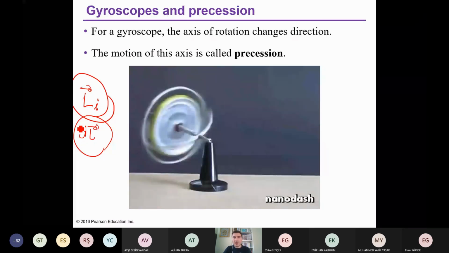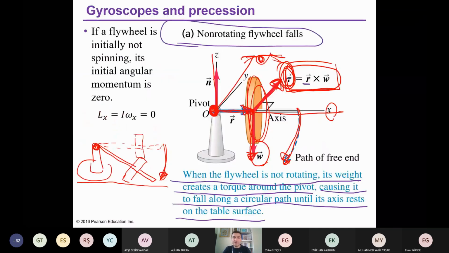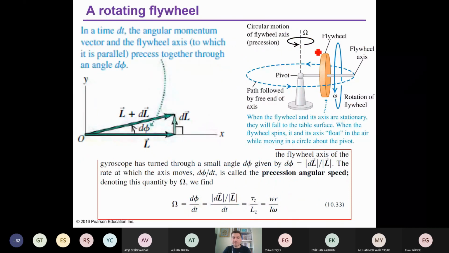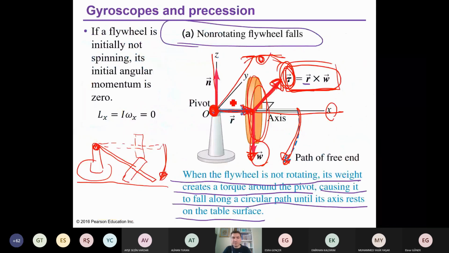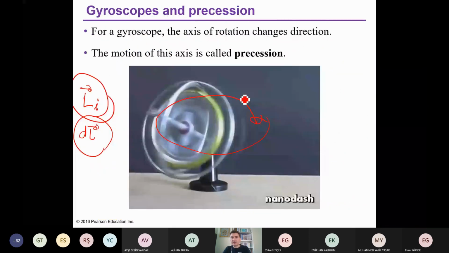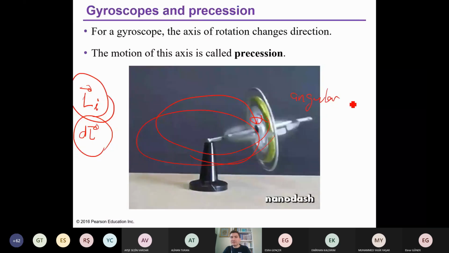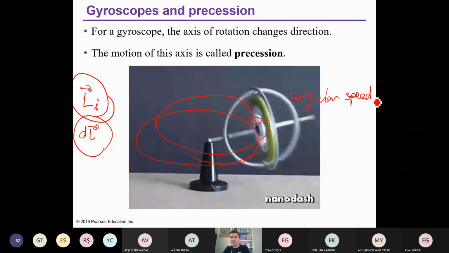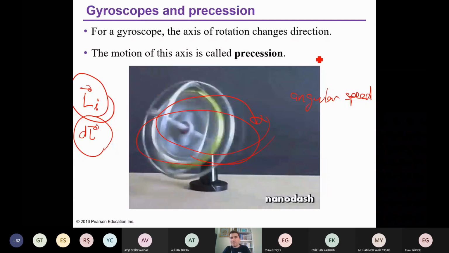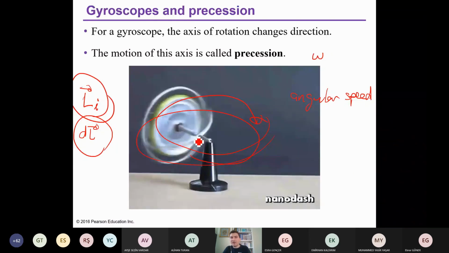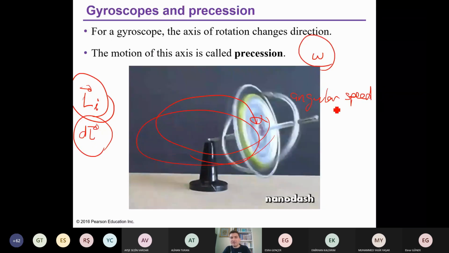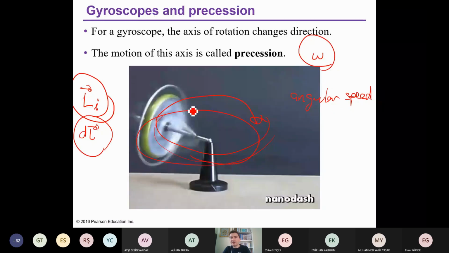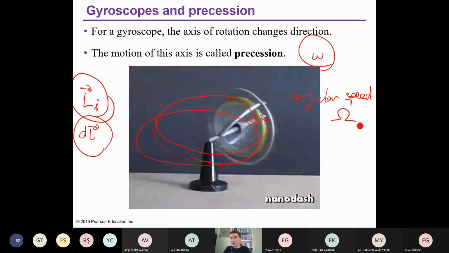Okay, now let's have a look. So this system is rotating around this pivot, right? Then it has certain angular speed around this pivot. So what is the symbol for the angular speed? In the rotational motion, we use omega for the angular speed. But here we have angular speed of the flywheel and we have used omega. So for this new type of rotation, we use angular speed symbol capital Omega.